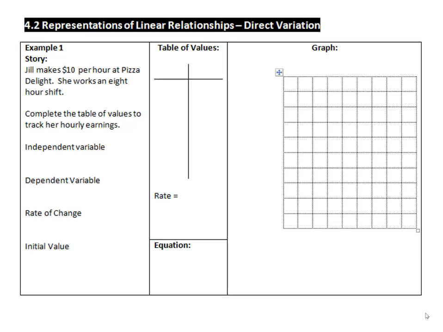In example 1, we have Jill makes $10 per hour at Pizza Delight. She works an 8-hour shift. Complete the table of values to track her hourly earnings. Her table of values here. The table of values here is just in the center of this table. So you can see that right here. And we'll work through that to complete it.